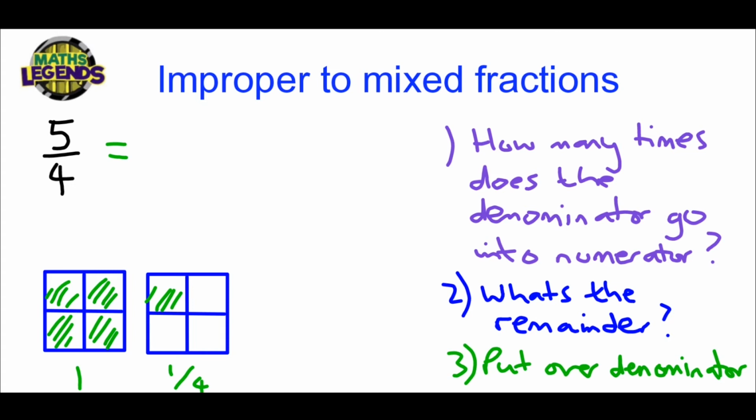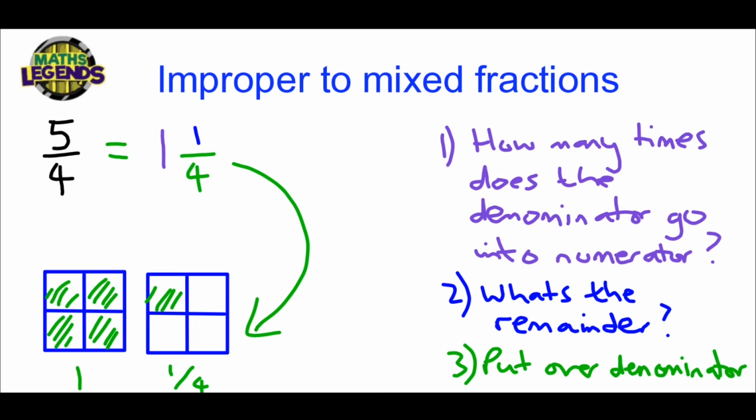But now let's use our rules. How many times does the denominator go into the numerator? Well, 4 goes into 5 once and we've reached 4. So we have a remainder of 1. So the second point is 1. And then we put it over the same denominator. So here the answer is the same as drawing the diagram, but a lot quicker.